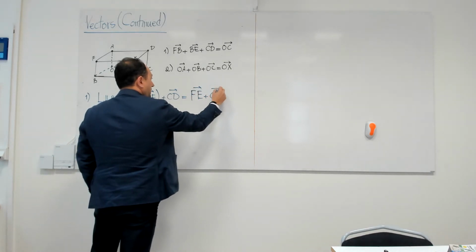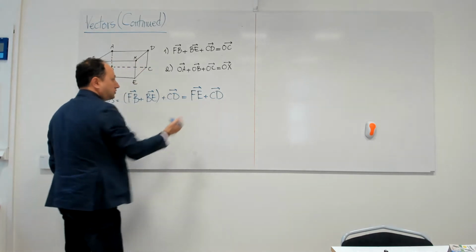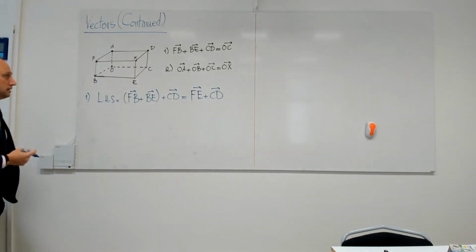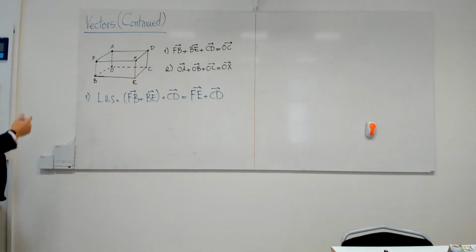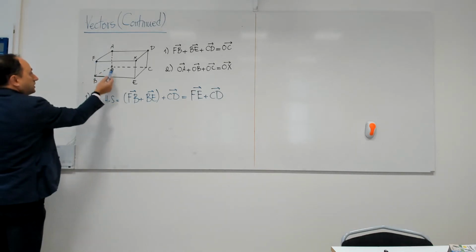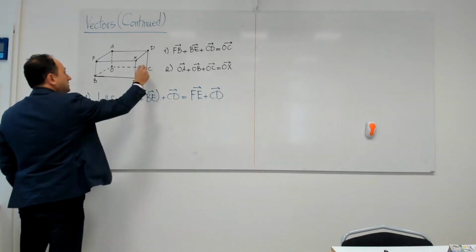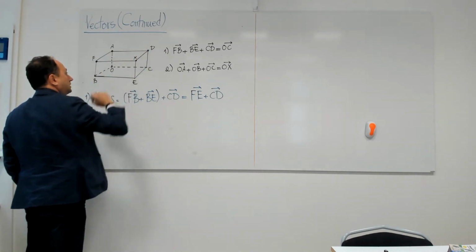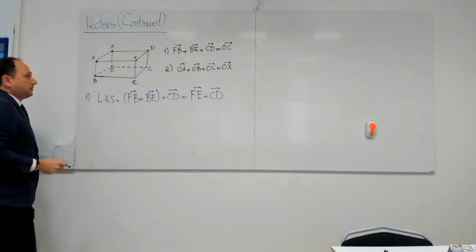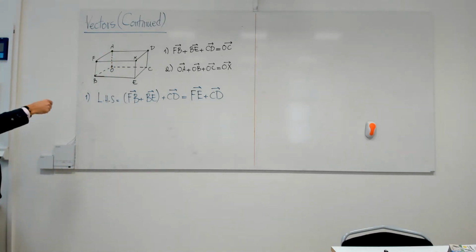But here I cannot use the Charles rule because I do not have that property here, so I have to refer to the picture. So FE is this vector from here to here, and then CD is this vector from here to here. And I want to add them up, okay? And I want to show that the result is OC.